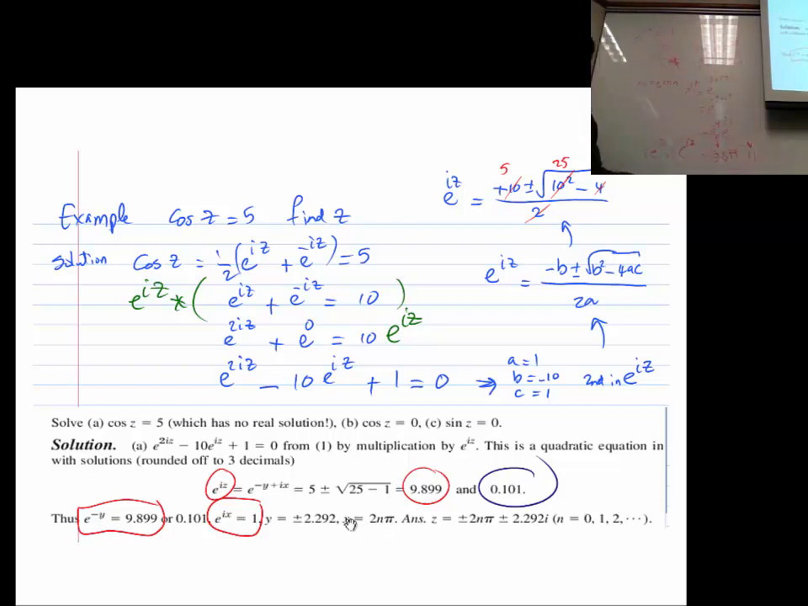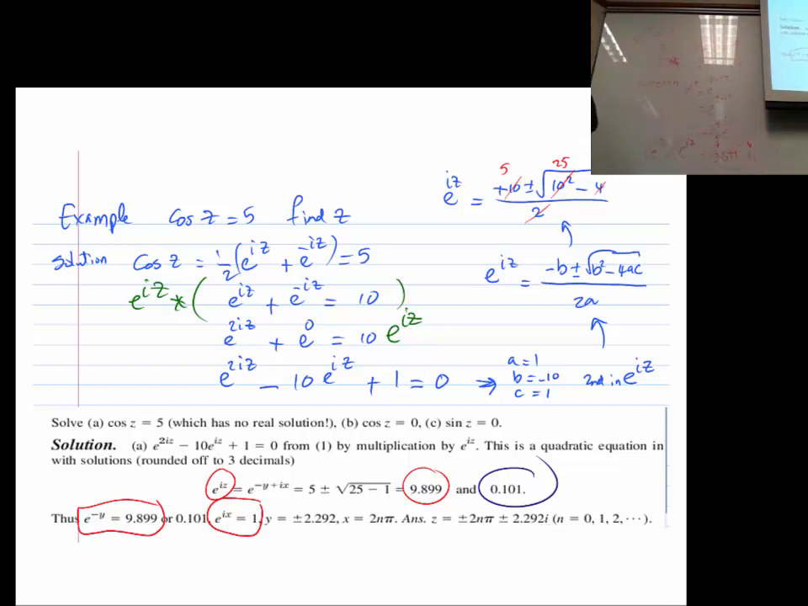Now he got his x. Now he remembered what he was solving for. He wasn't solving just for x or y. He's solving for z, and z was x plus iy. So he put the x here as the real part of the z, and the y is written here next to an i.